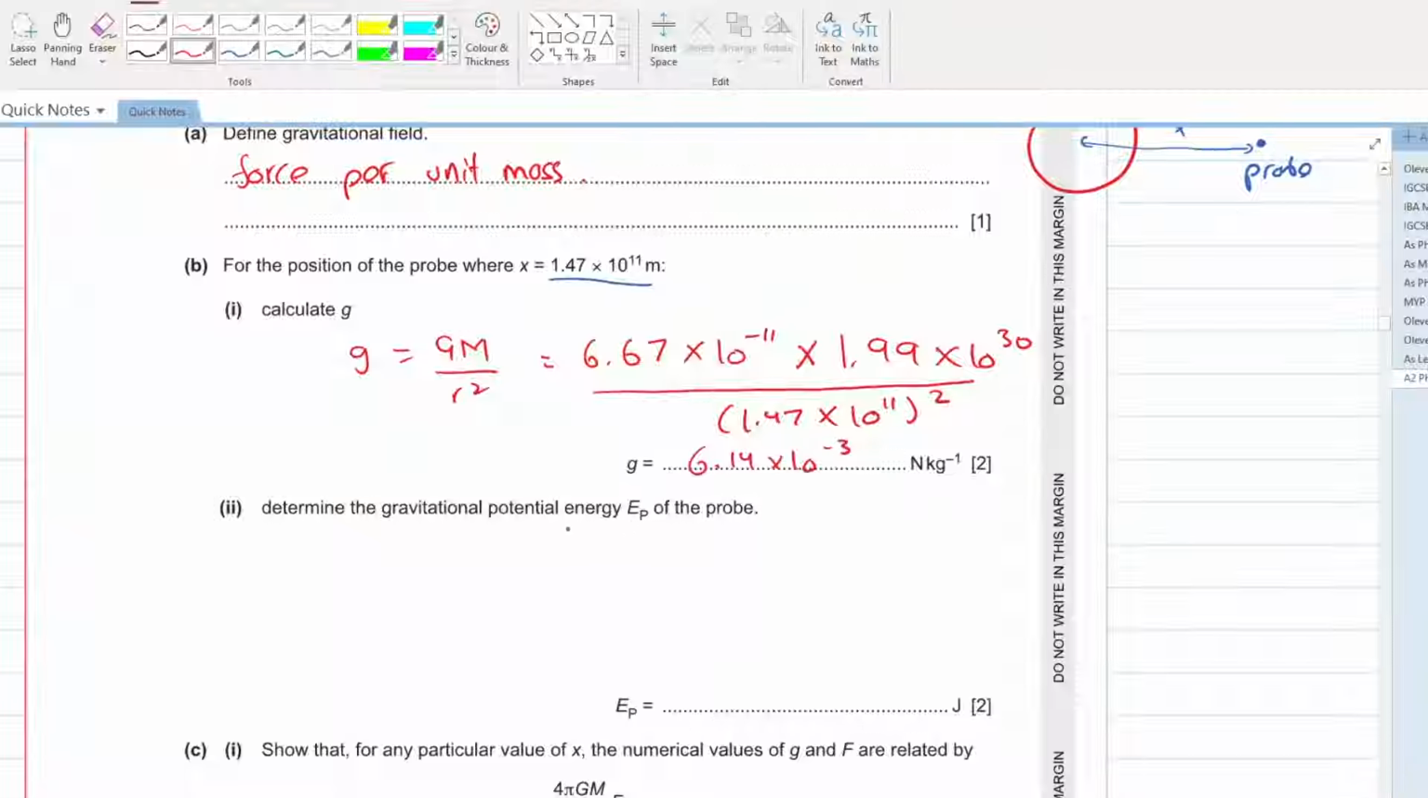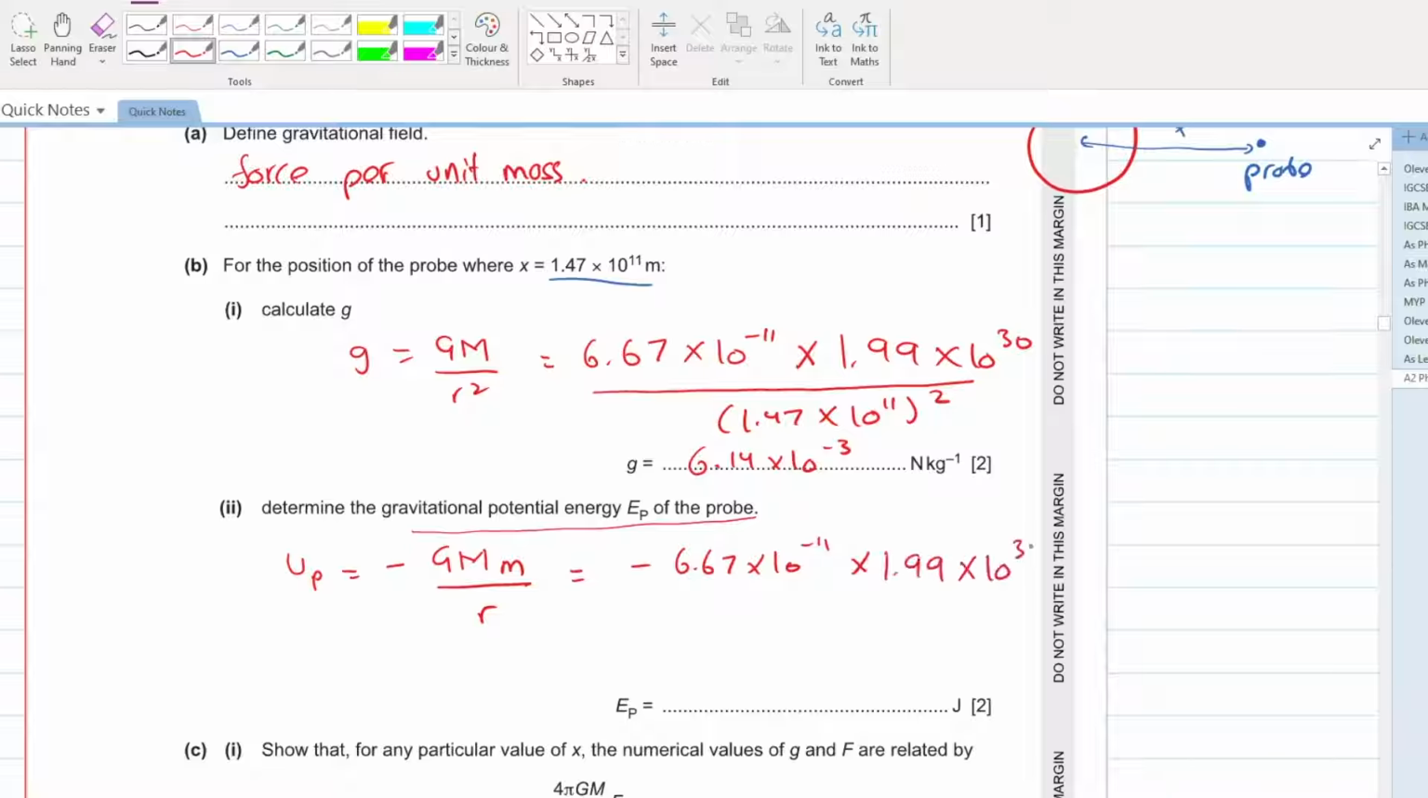Perfect. Now you have to calculate the gravitational potential energy of the probe. Again, simple logic. Beta, logic लगानी है और कुछ नहीं लगाना. Gravitational potential energy is the formula of what? Negative capital G, capital M, small m divided by R. What is your capital G? 6.67 into 10 raised to the power of minus 11. What is your capital M? 1.99 into 10 raised to the power of 30.